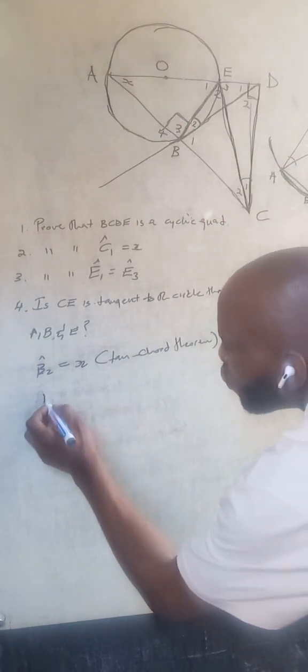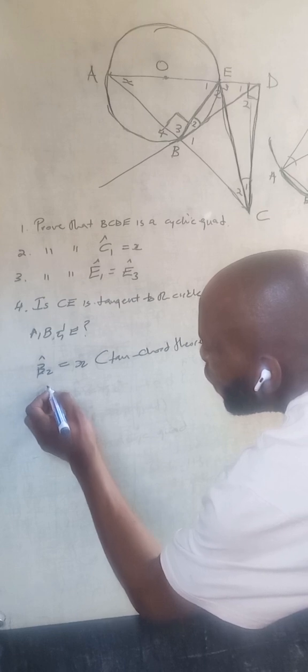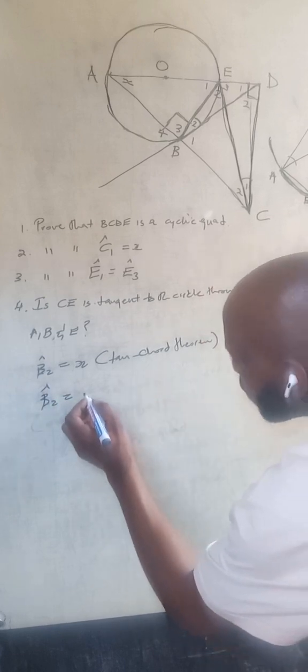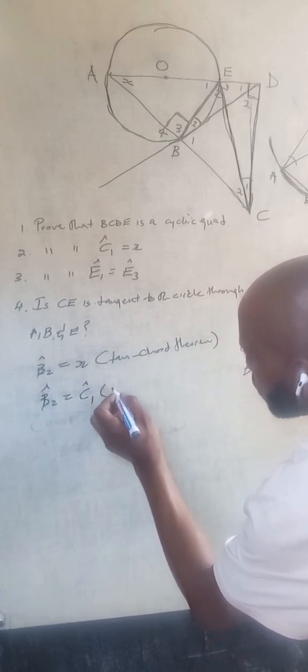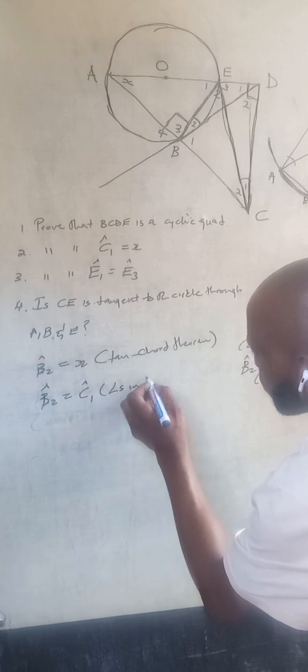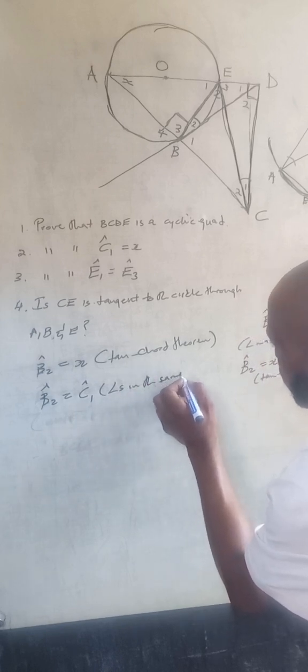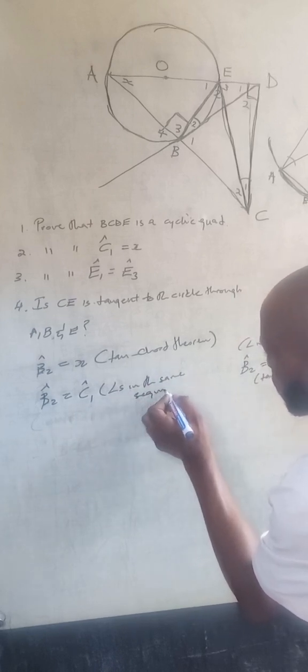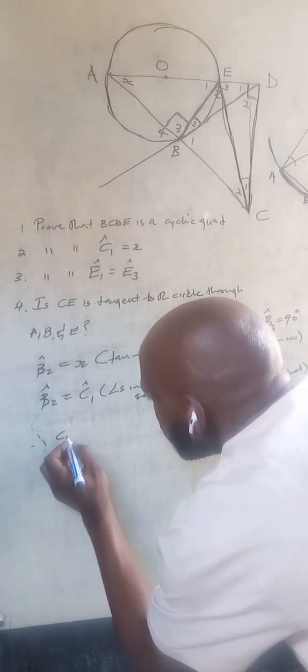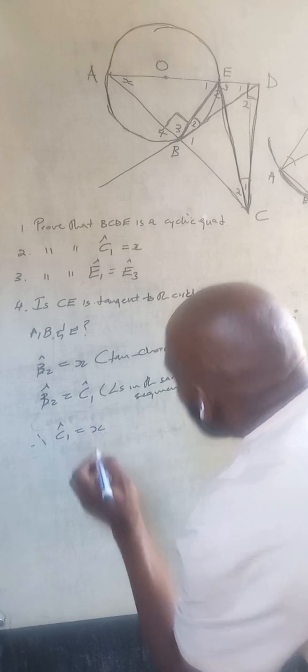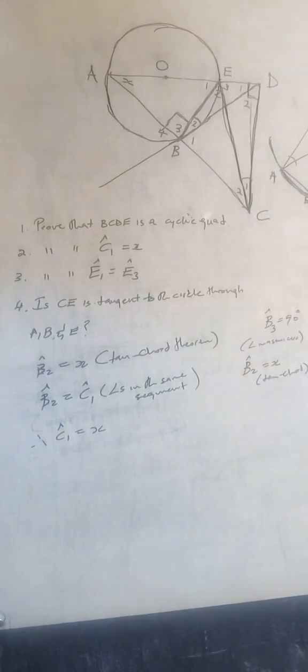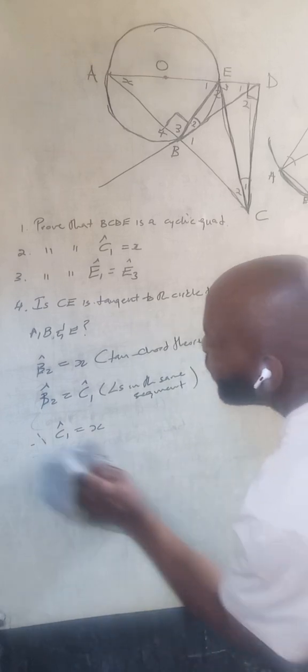So B2 is equal to X, and angle B2 is also equal to angle C1. What is the reason? Angles in the same segment. Therefore, angle C1 is equal to X. We have proved that. Okay, moving right along.